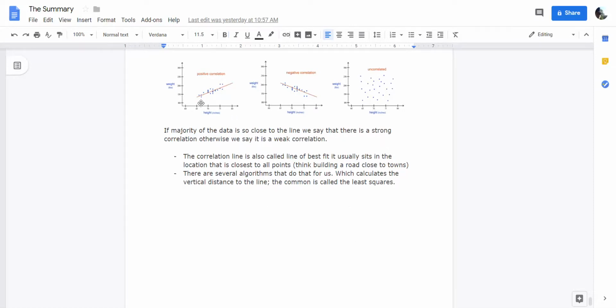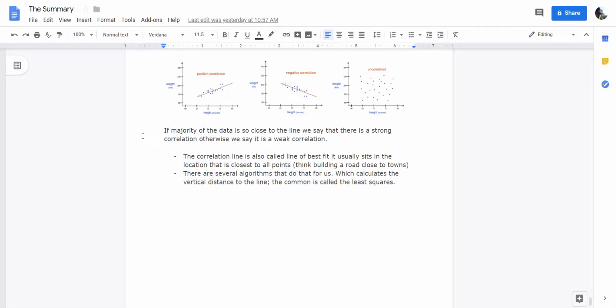as I said, the least squares is basically calculating the vertical distances to the line. So you go from the top, down vertically, and then vertically from here, and then you get the average distances among all of these data lines. Alright, so that's that, and then you move on.